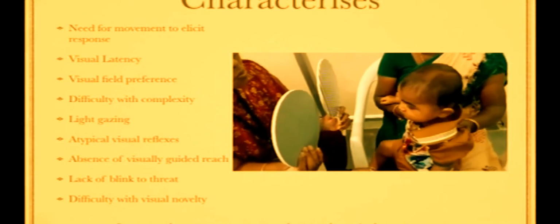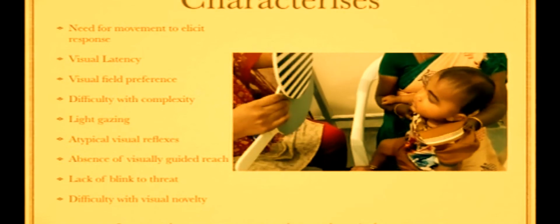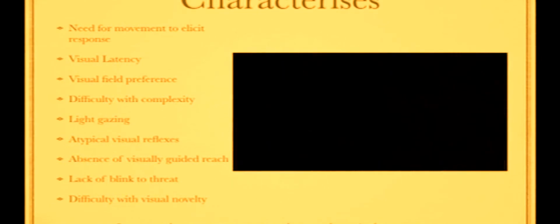So what are they? There is a need for movement to elicit a response. A child may not look at static objects, but when there is movement there will be a response. There is a visual latency. The child will not see as soon as you show the object, but there is a latency in the response. And there are field preferences. Some children prefer to look up, or down, or right or left. So there is a specific field preference, and you need to look at that. Difficulty with complexity: simple objects the child will be able to see, but in complex environments they perform very badly. Light gazing: the child constantly looks at light.